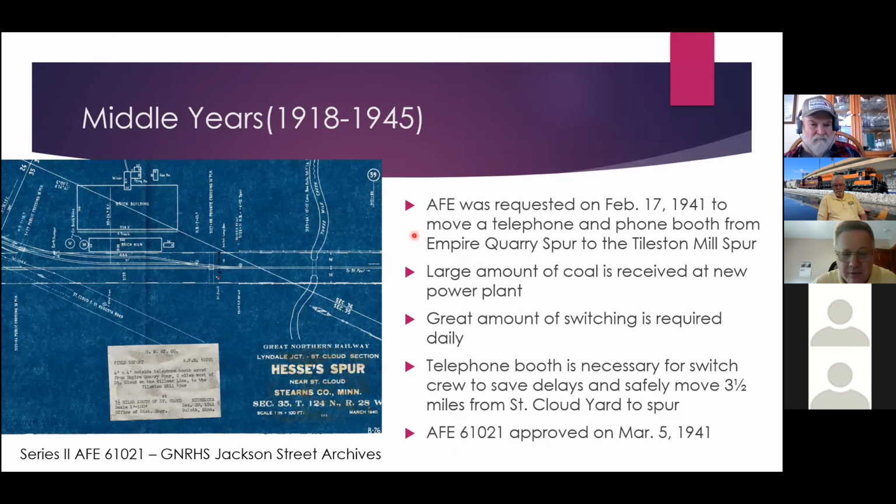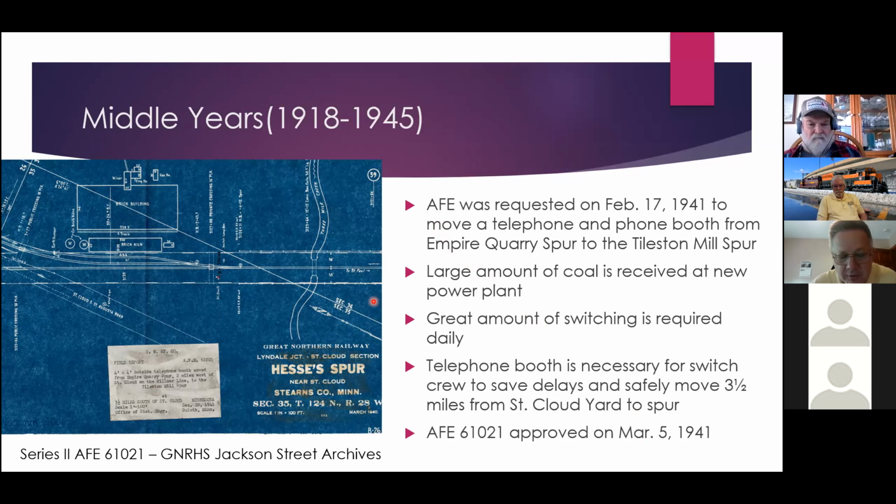The next AFE was to move a telephone and phone box booth from the Empire Quarry Spur to the Tileston Mill Spur. And basically, the justification was they're starting to deliver a large amount of coal at the new power plant, which is taking a bunch of switching. And the problem is it's 3.5 miles out to the spur, and they needed the phone booth for the safety of the switch crews, to save on delays, but to provide safety because it's 3.5 miles out.